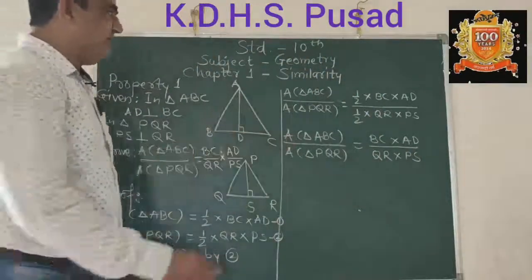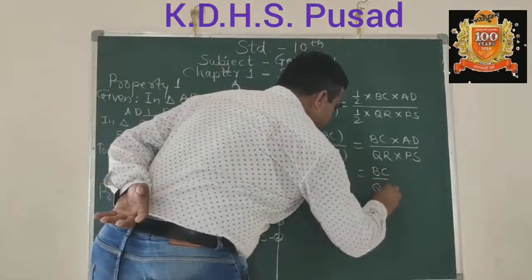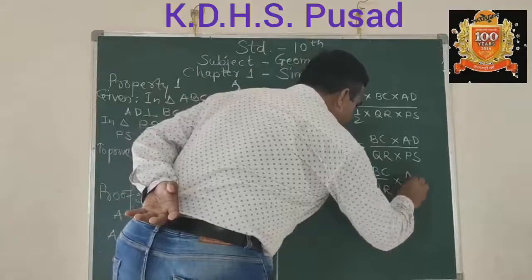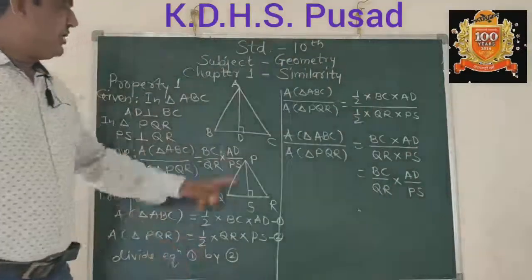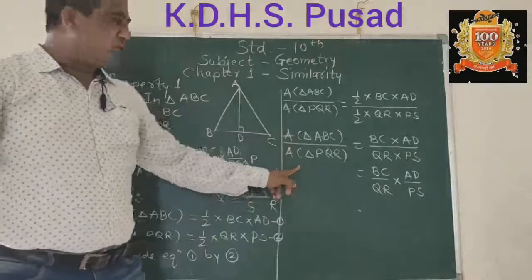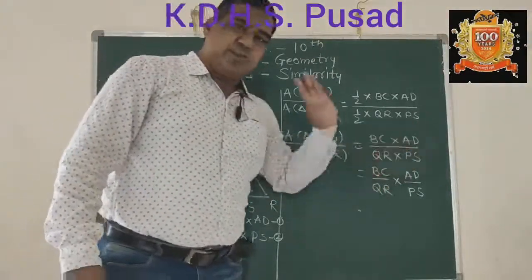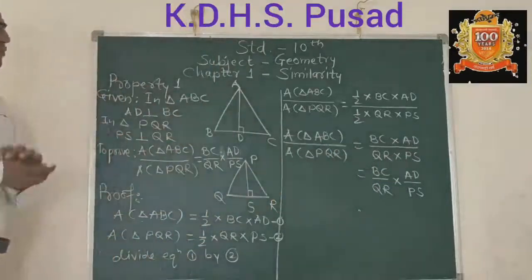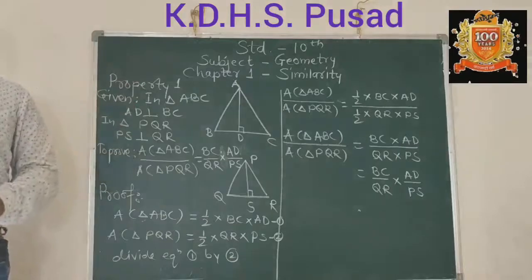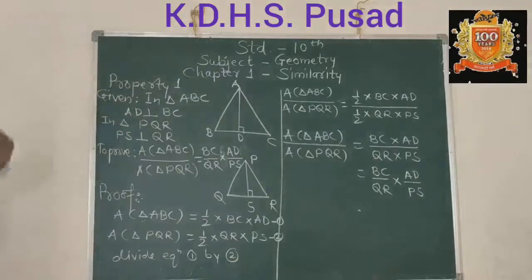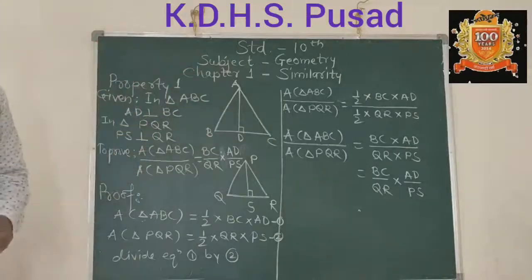And if you combine this, that will be BC by QR into AD by PS. In this way, the ratio of the areas of two triangles is equal to the ratio of the product of their bases and corresponding heights. So in this way, we have studied the first property. On the basis of this property, there are two more properties. From this proof, we can use that proof also.